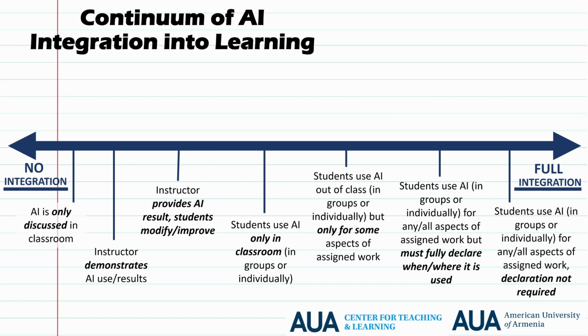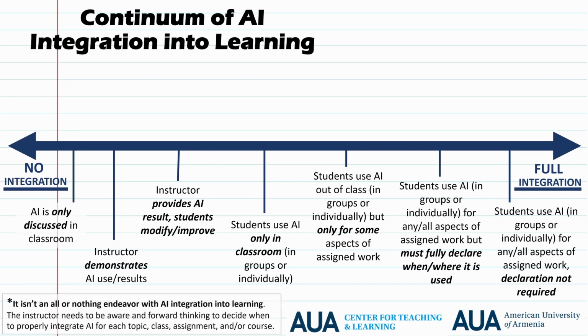Again, different examples, different possibilities of how AI could be used. The key thing to understand here is that this isn't an all or nothing. You can see how there's a full spectrum here of possible use, possible integration within the class. This doesn't have to be for every single assignment. It can be different assignments use AI in different ways.